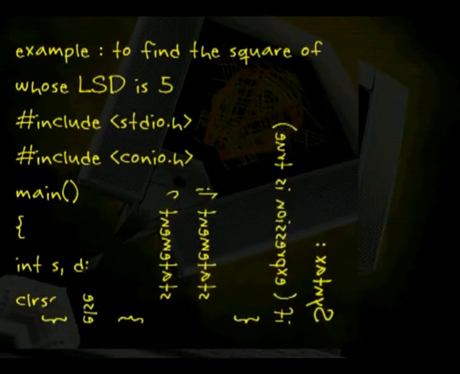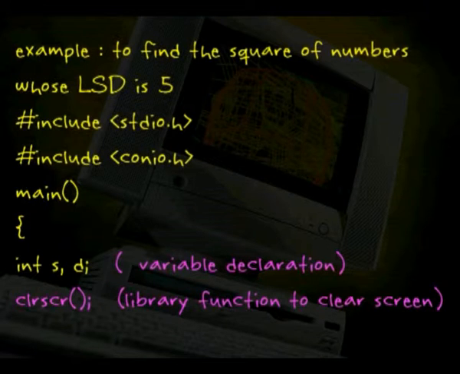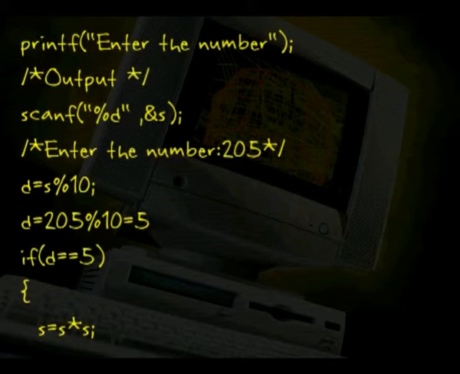Now let us see an example program of how the if else construct is used. You have the header files and you have the main function, the starting point of any program. You have the opening brace, and this is called the variable declaration. That is, there are two variables s and d of the type integer. This is a library function which clears the screen. Now the aim of the program is to determine the squares of numbers whose least significant digit is 5.